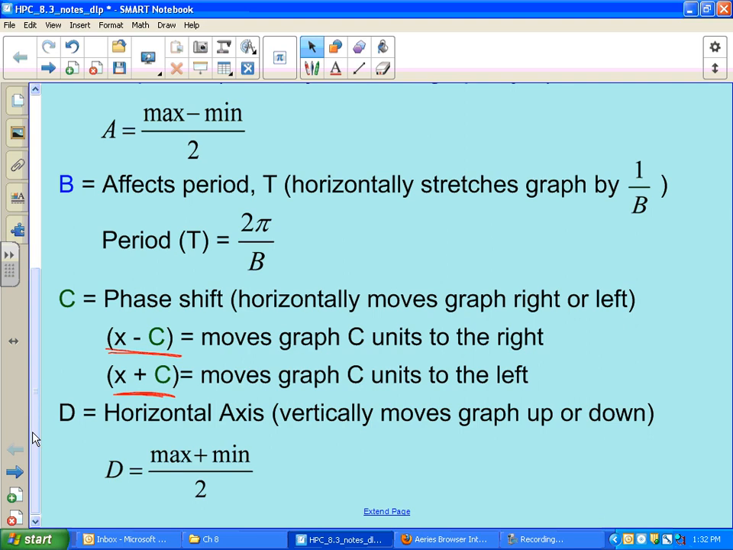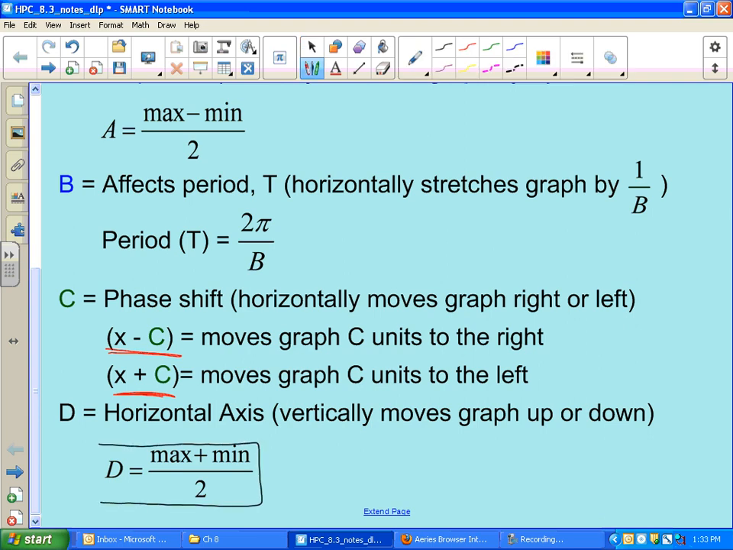And we introduced this third equation for the D. What does it look like? Look familiar? It looks a lot like the amplitude. The only difference is I'm adding the max and the min. So I'm thinking of an average. Exactly. Looking at the average for those two. Okay.